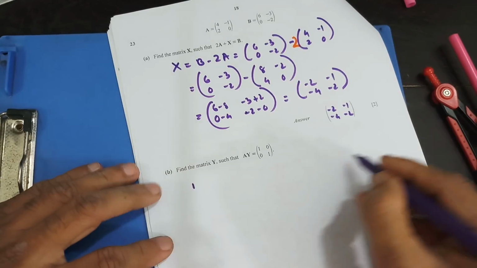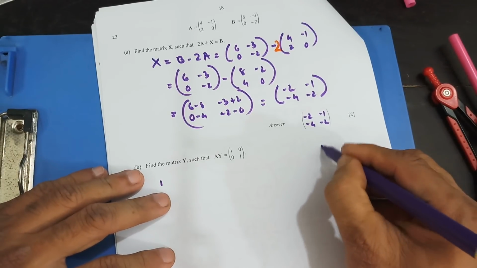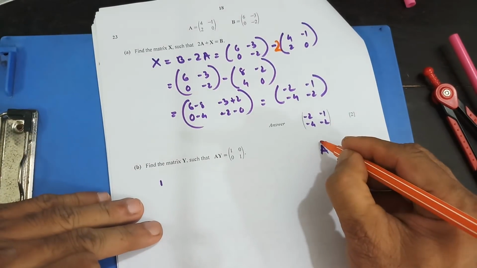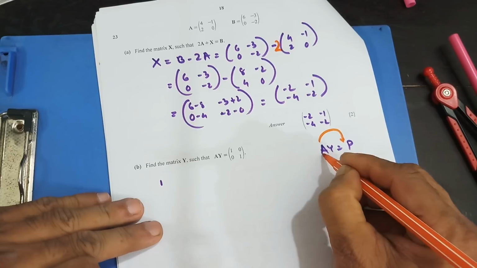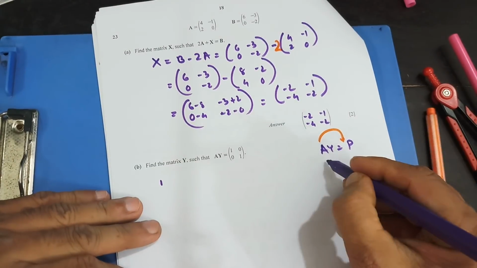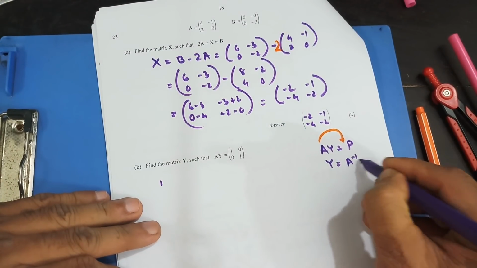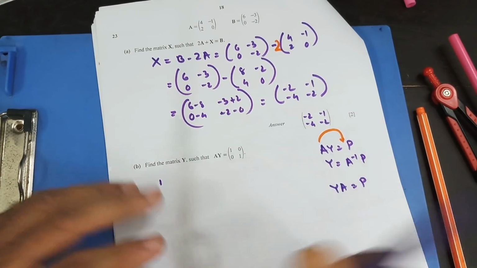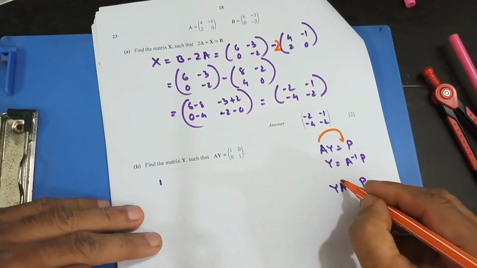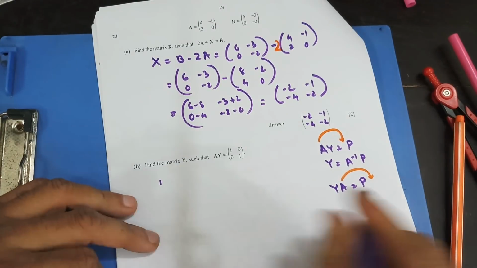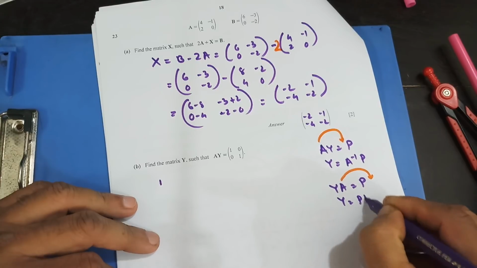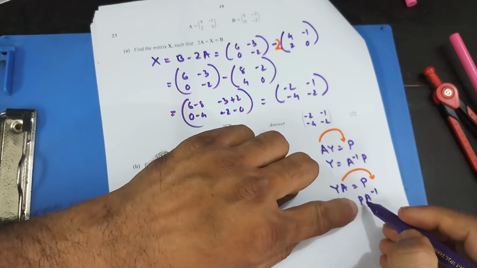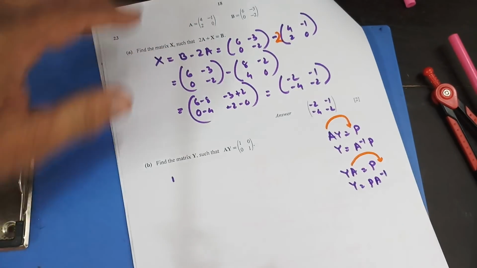Now when we have this, this is one thing. If you have AY equal to P, if you want to change the position of A to that side, it's pre-multiply, so it's going to be pre-multiply over here. So Y is going to be A inverse P. But if it's like that, YA equal to P, then this A is post multiply, so it's going to be post multiply with that one, and it's going to be Y equal to P A inverse. Now these two are not the same. Not necessarily the same. Most of the cases they are not the same.